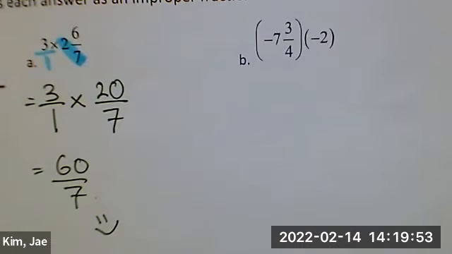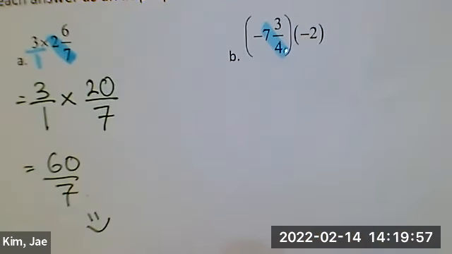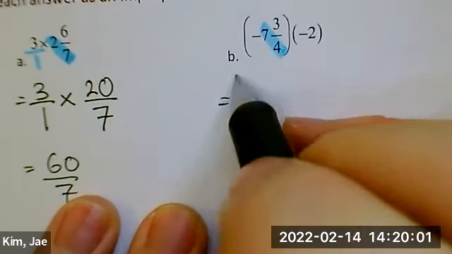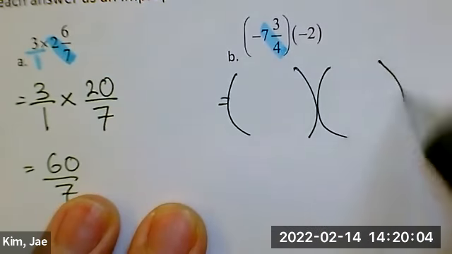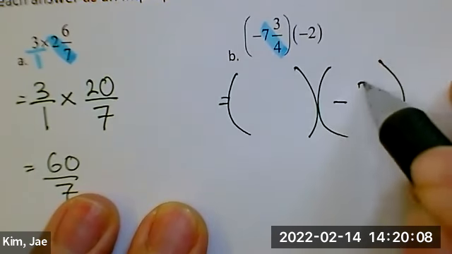That's the next one. Again, please don't be confused by the negative. Pretend the negative isn't there as you are changing to improper. So that's a bracket multiplied by a bracket. A -2 is essentially -2/1, right?